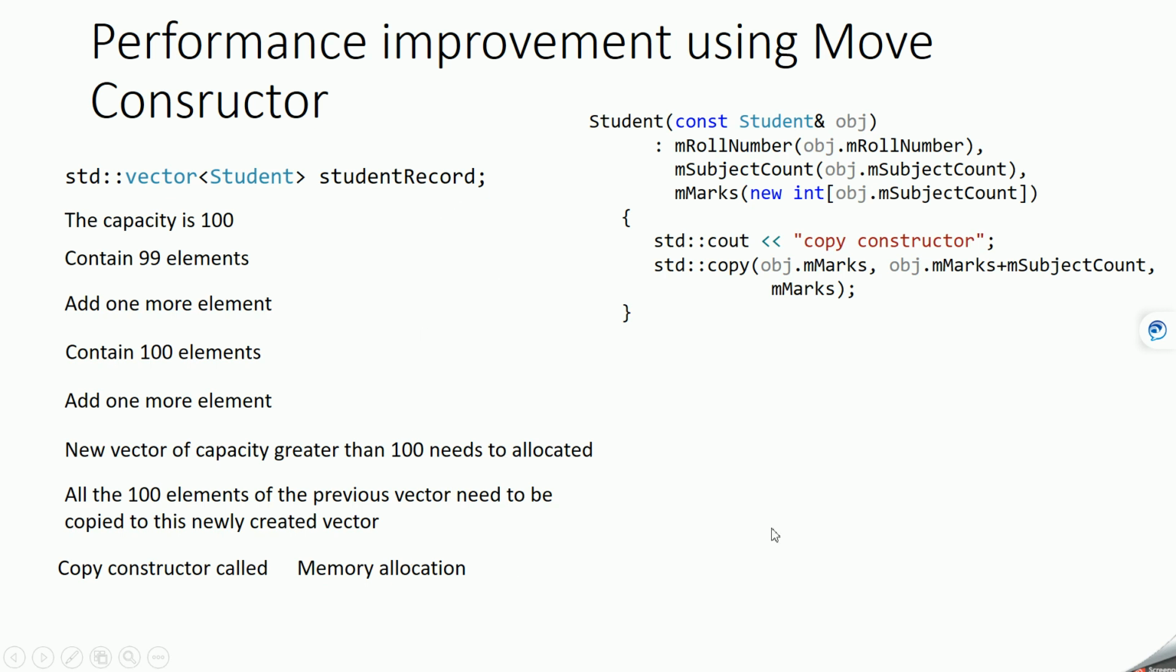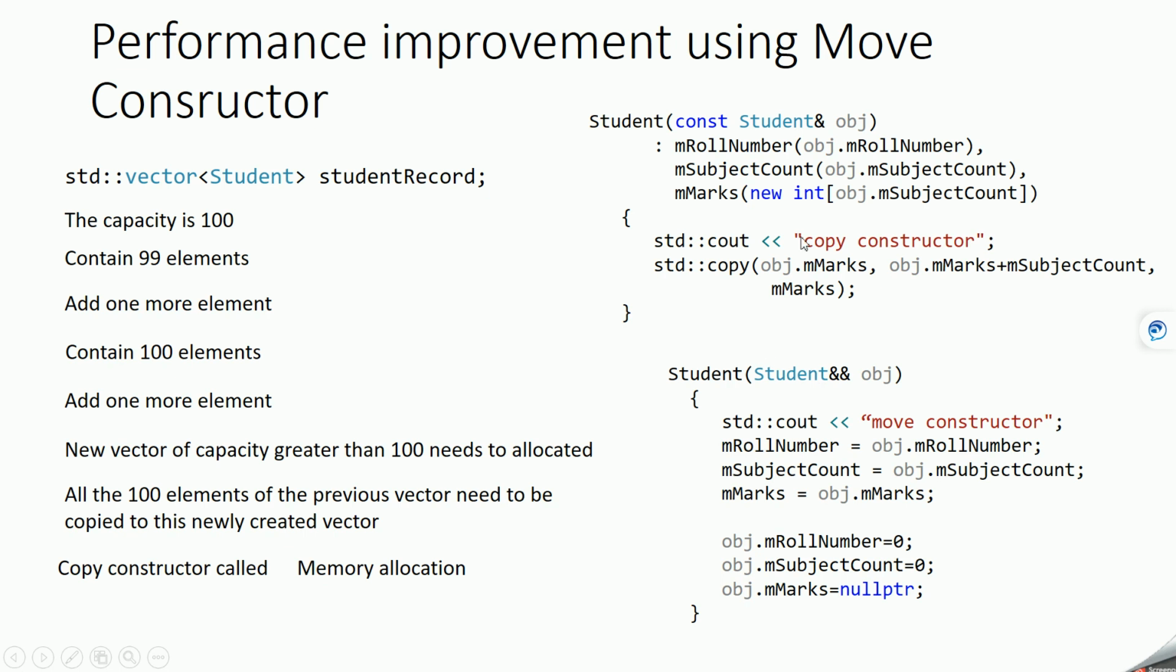With the help of a move constructor we can avoid the memory allocation and directly point to the memory locations of the already existing elements. So in this case, instead of using the copy constructor, you can use the move constructor, and at that time there will be no extra memory allocation. So we are saving around 100 copies of the object. So this is one use case of performance improvement.